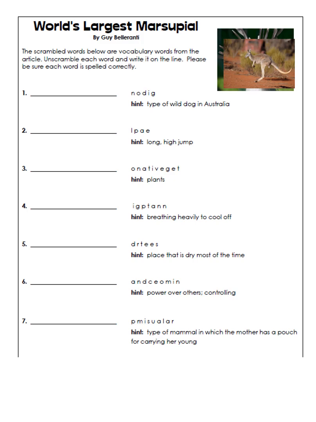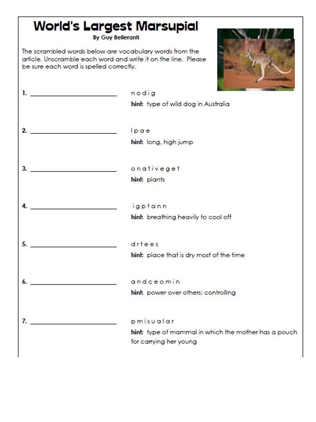Number 3. O-N-A-T-I-V-E-G-E-T and your hint, plants. Number 4. I-G-P-T-A-N-N, hint given, breathing heavily to cool off. Question number 5. D-R-T-E-E-S, those are your letters. Your hint is place that is dry most of the time.